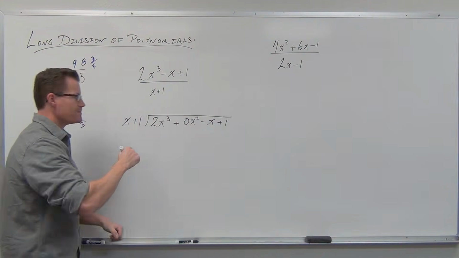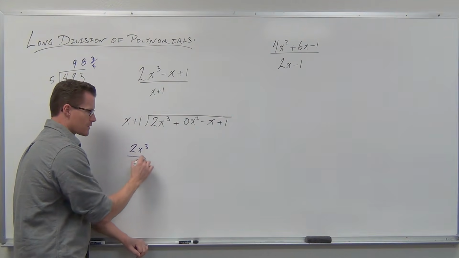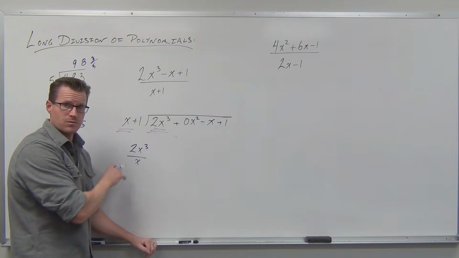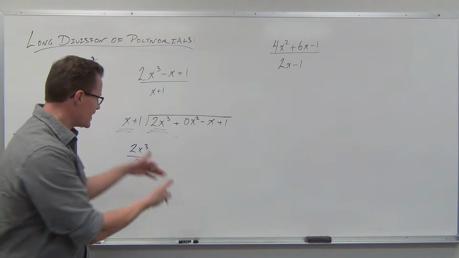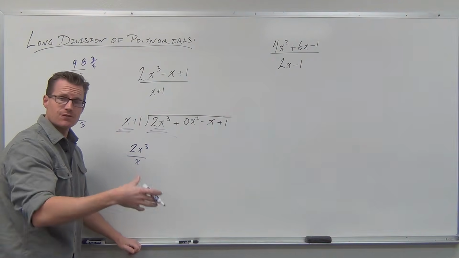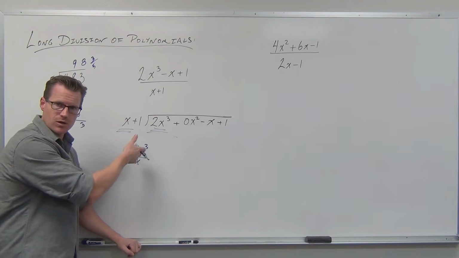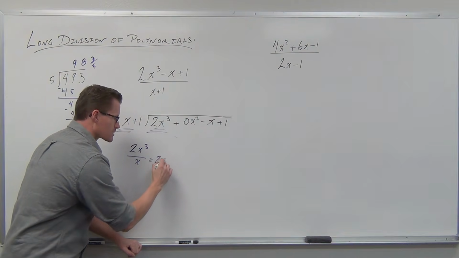Seriously. So what I mean is just divide 2x to the third by x to the first. Divide your first term by your first term. Put that answer here. Now, what's awesome is you already know how to do that. You know how to simplify this stuff. If you don't, go back and watch the last few videos. We've already divided monomials by monomials and polynomials by monomials. This would be 2x squared.